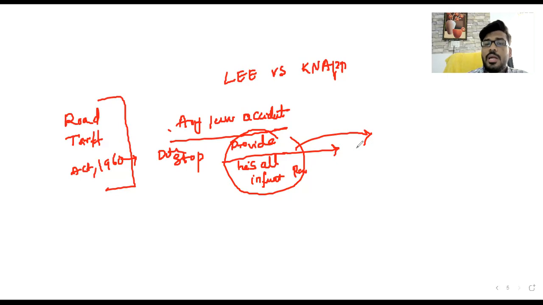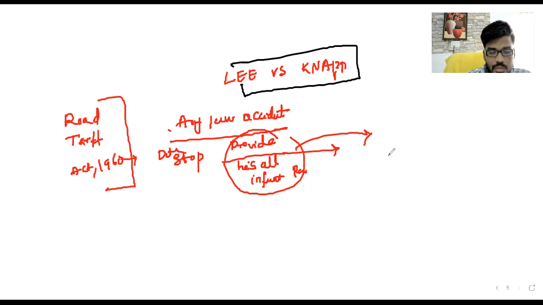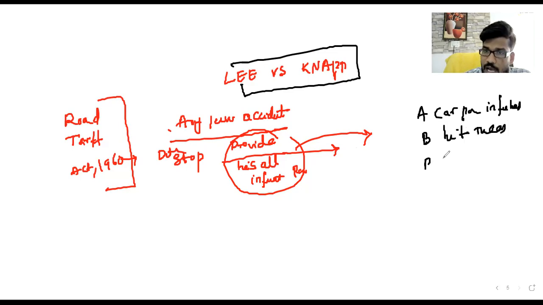Okay, sir. Then what happened in this particular case? A car was parked in front of a house. Then what happens, sir? B hit the car. B stopped the car and then moved on.